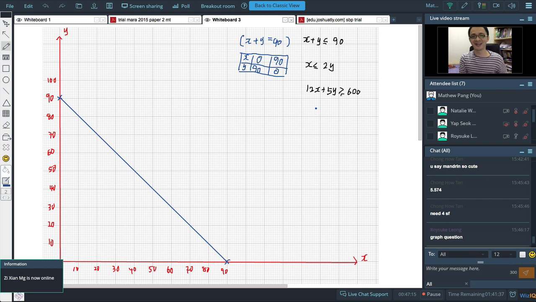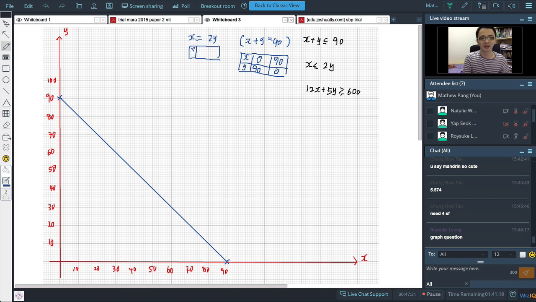Alright, so the second thing is x equals 2y. For the second equation, I will need to draw this one, so I randomly give it some values for x and y. When x is 0, y is 0. Then (0, 0) is not helpful for me, so maybe when y is 80, or when y is 100, since I have 100. Never mind, when y is 80, oh, cannot, it's too big. When x is 80, y is 40. Yeah, so I use 80 and 40.